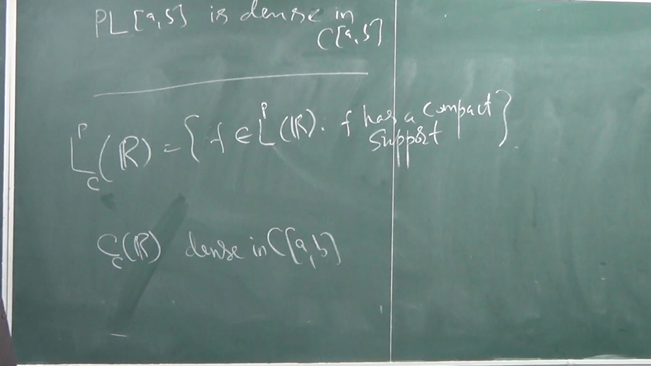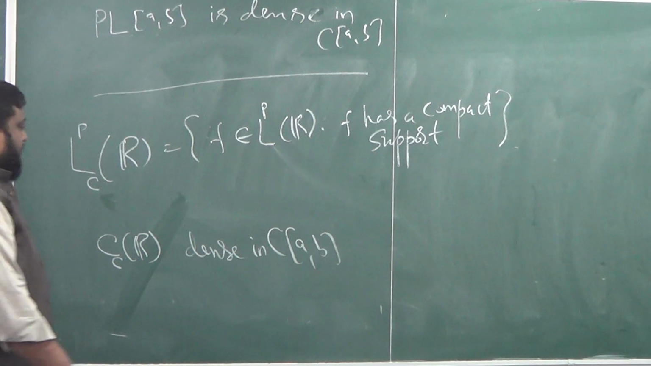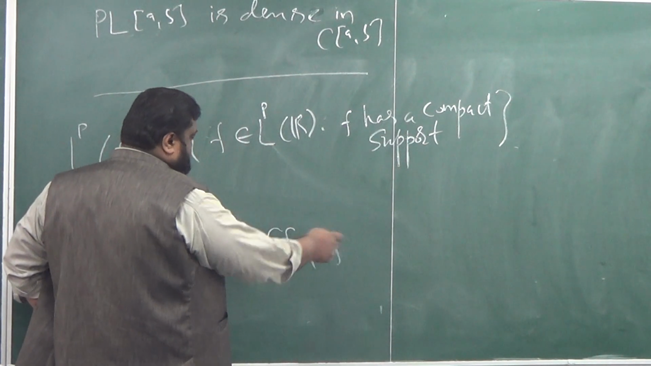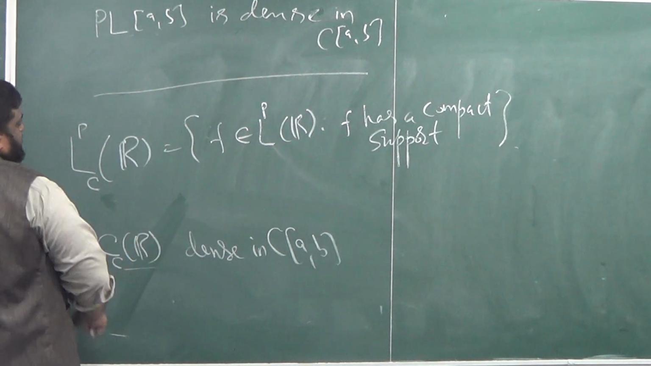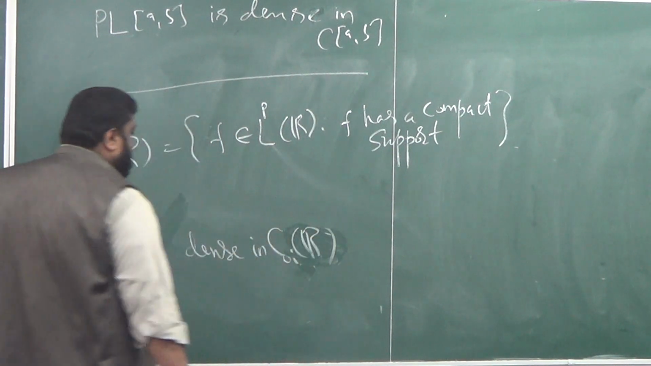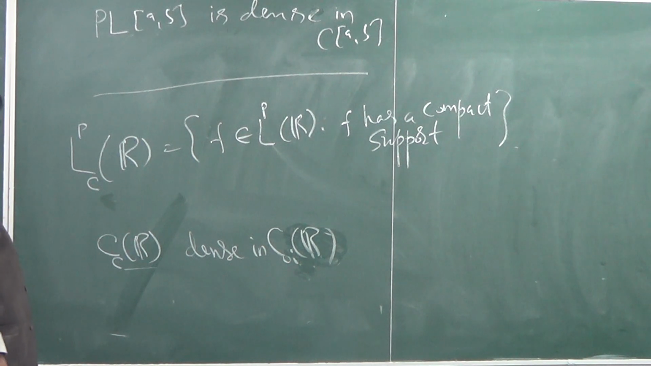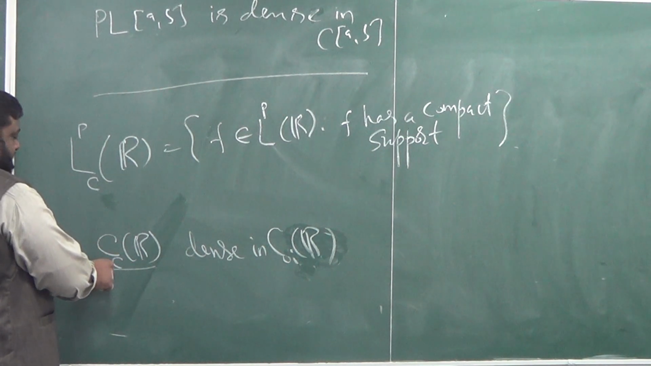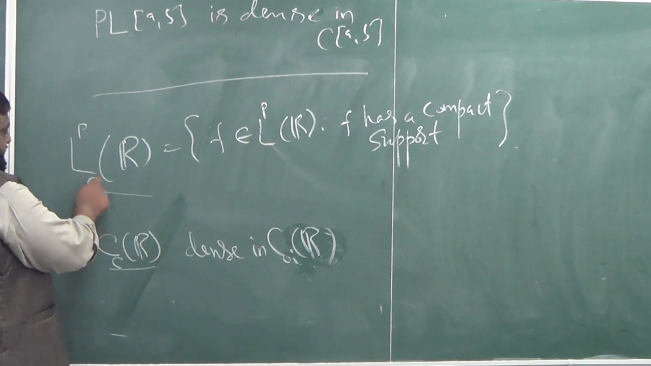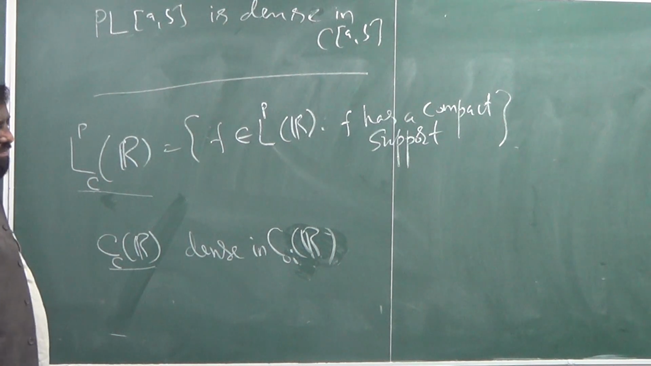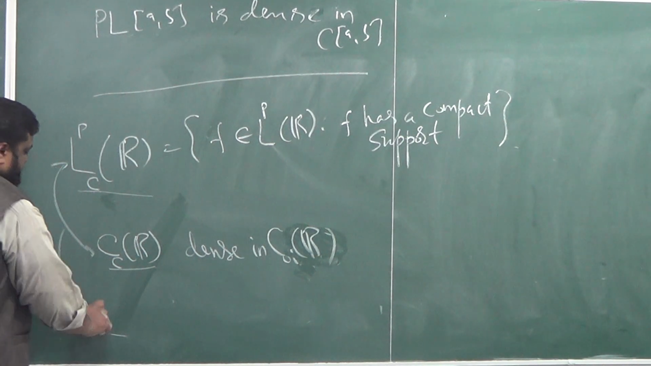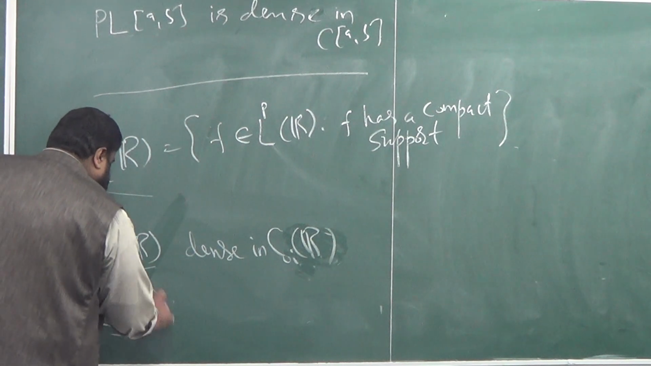Which is dense in L^p of R actually. Is it dense in C[a,b] or C_0 of R? It's dense in C_0 of R. What we want to show essentially is that this space, like the space of all p-integrable functions with a compact support, both are dense in L^p of R.